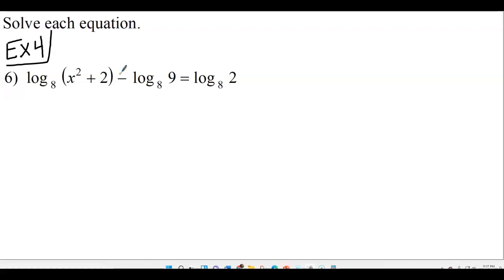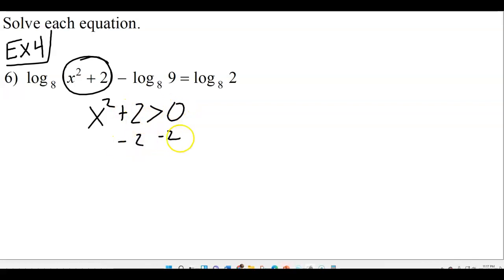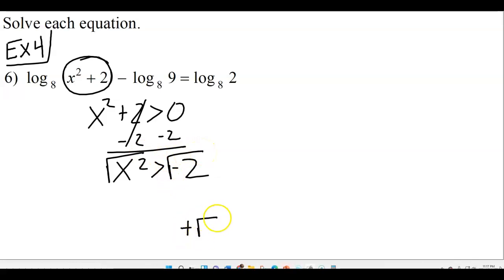I think another interesting thing happens here that'll be new to you. We set this greater than 0. I'm going to subtract 2. And we have x squared is greater than -2. Now, whenever you take a square root, something happens. You get 2 answers. You get a positive and you get a negative answer. That's not new. We've seen that before.